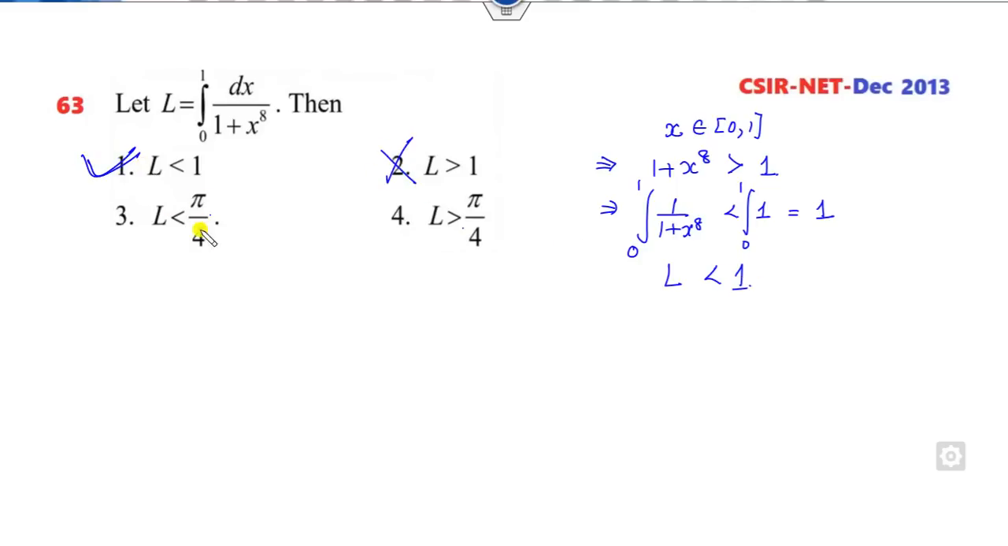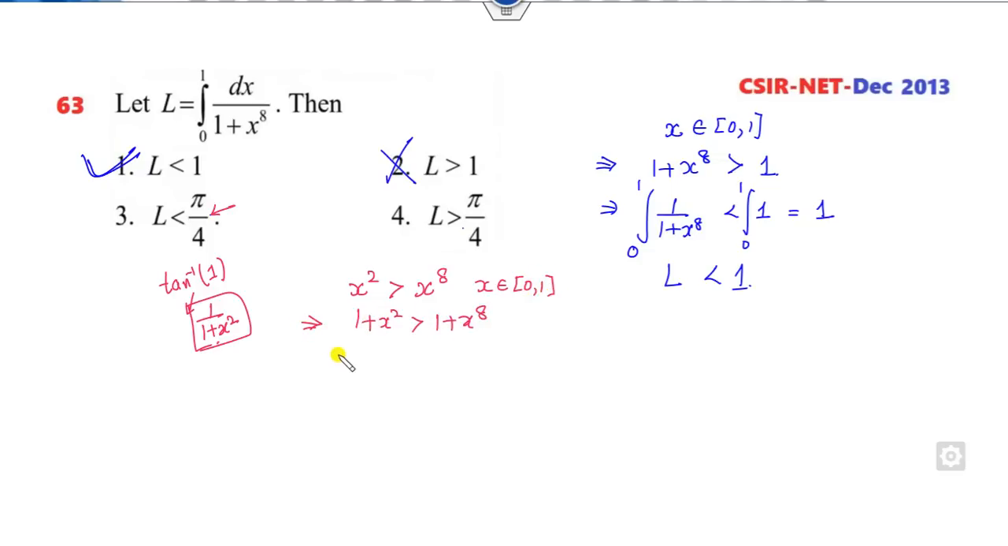Now think about pi by 4. Can you think of any term which involves pi by 4? That is tan inverse of 1, because my limit is 1. So which term can you think of? I have to find the relation between x square and x cube. You can see x square is always greater than x raised to power 8 whenever x lies between 0 and 1. Then if you add 1 on both sides, you can write it like this.